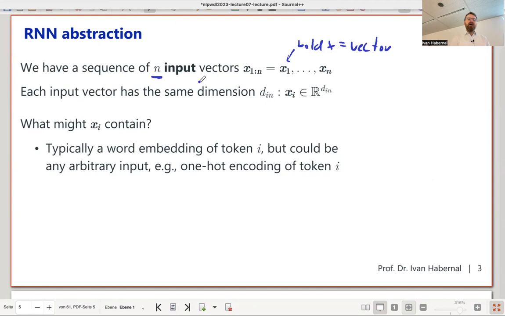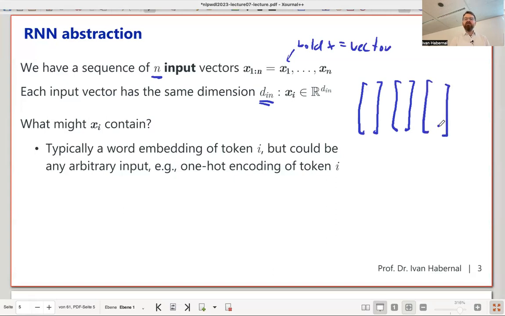The assumption is that each input vector has the same dimension d_in. So d_in is the dimension of the input vector. We have n input vectors. I'm going to write them as a column vector here, but it doesn't really matter, they could be row vectors, just to save space. So we have the first, second, and third vector.